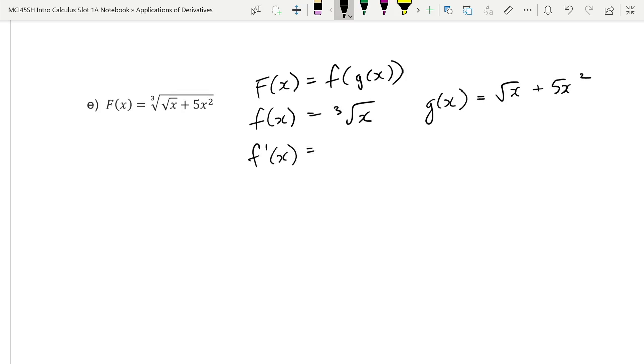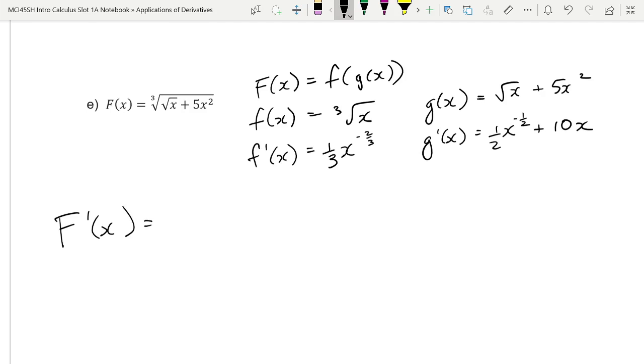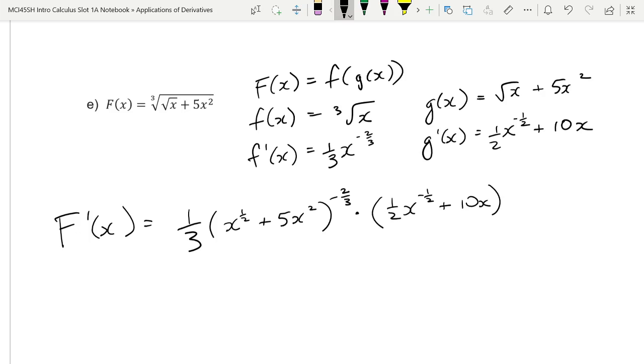Okay, to do derivatives, you get out of radicals, and you put that into fractional exponents, so that's x to the 1/3. And for the derivative of the g function, again, I'd make that 1/2 x to the negative 1/2 plus 10x. So f primed of x is this derivative, but I replace this x with what g of x was originally, which I'll just say is x to the 1/2 plus 5x squared. And then so that's to the negative 2/3 times 1/2 x to the negative 1/2 plus 10x. And that's a perfectly good answer.